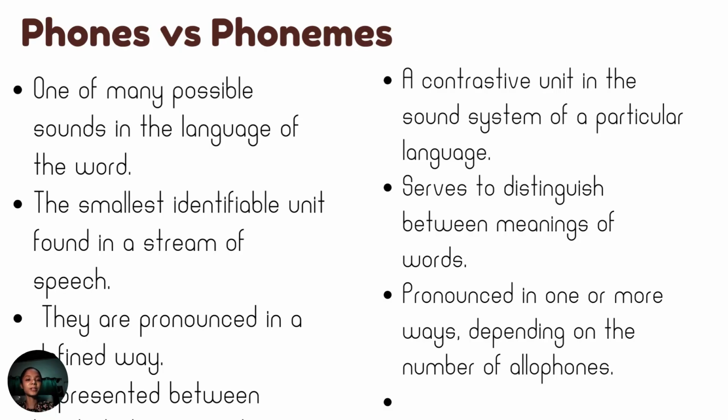Now let's see phonemes versus phones. Phones: one of many possible sounds in the language of the world. The smallest identifiable unit found in a stream of speech. They are pronounced in a defined way. Phonemes: a contrastive unit in the sound system of a particular language. It serves to distinguish between meanings of words, pronounced in one or more ways depending on the number of allophones.